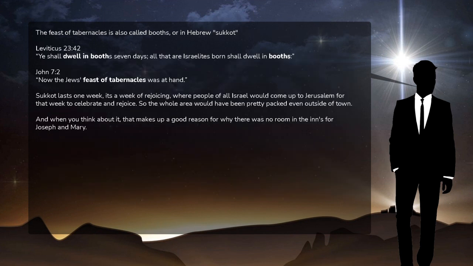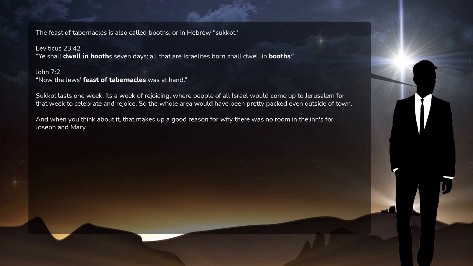The Feast of Tabernacles is also called Booths, or in Hebrew, Sukkot. Leviticus chapter 23 verse 42. Ye shall dwell in booths 7 days, all that are Israelites born shall dwell in booths. John chapter 7 verse 2. Now the Jews' Feast of Tabernacles was at hand.